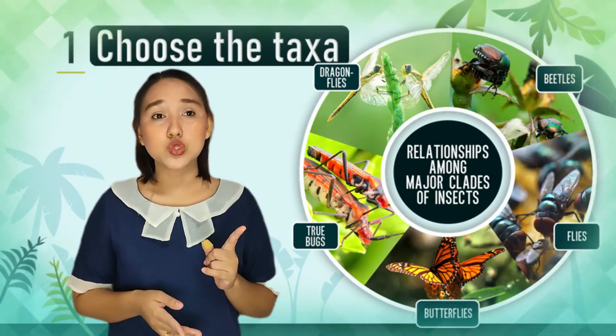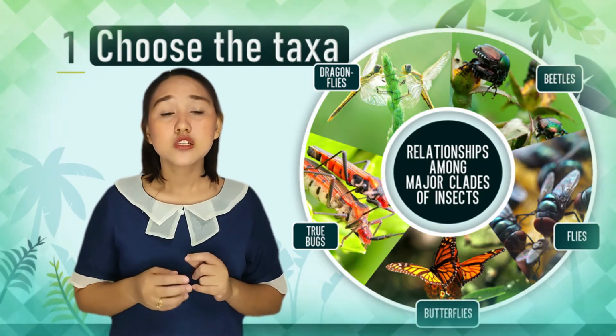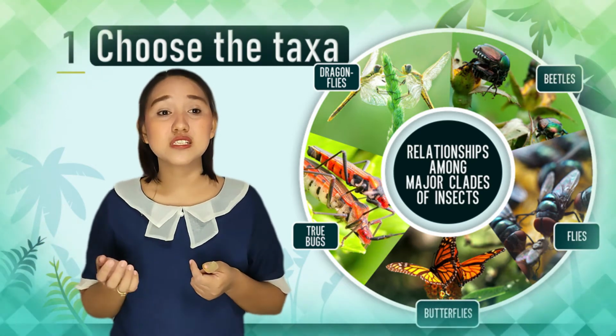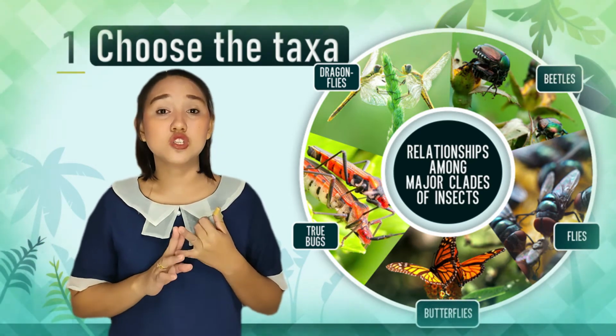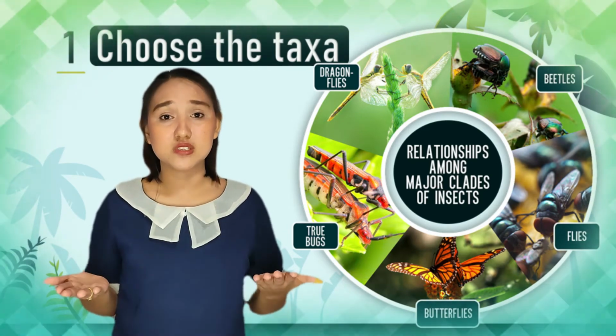Alternatively, you might choose to reconstruct the relationships among the major clades of insects, such as beetles, flies, moths, butterflies, bugs, dragonflies, etc., where each taxon includes many species.